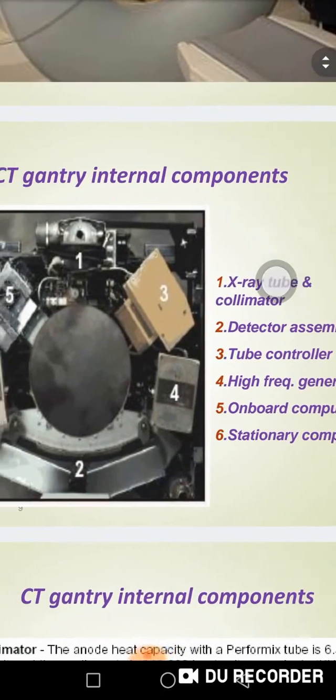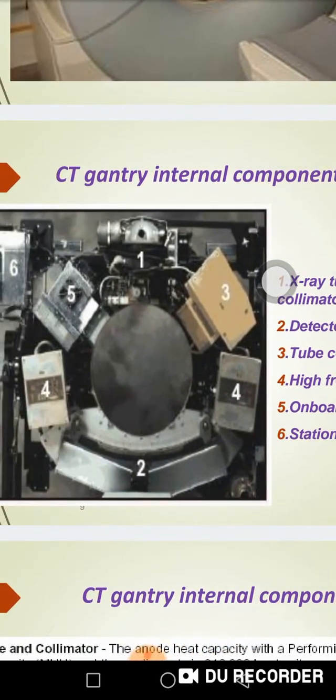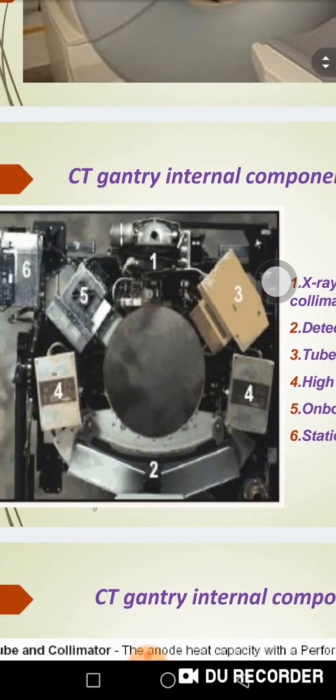Number 3 is the tube controller that controls the movement of the tube. Number 4 is the generator. Number 5 is a computer that can control all the side components. So I have 1 X-ray tube, 2 the detector, 3 the tube controller that controls the movement of the tube, 4 the generator located on the side, and 5 a computer that can control everything together.